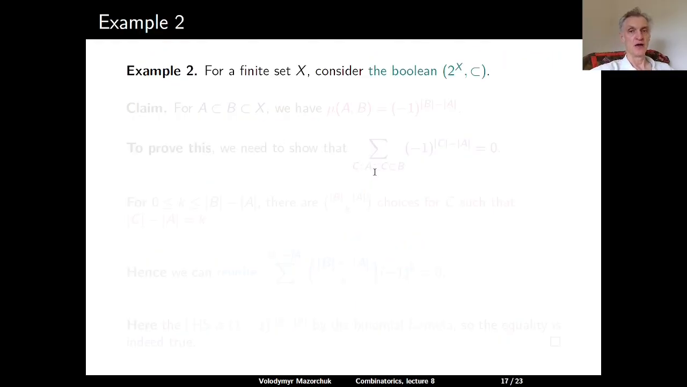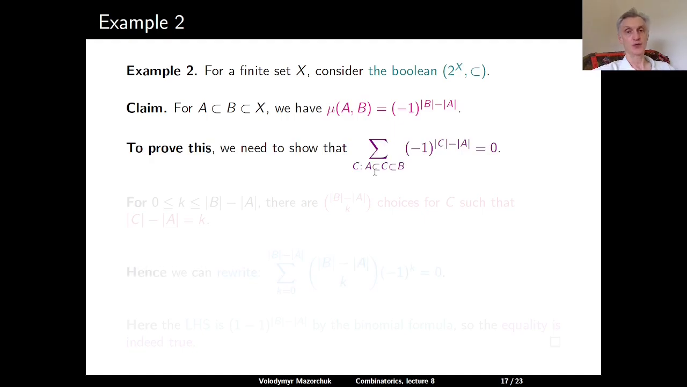Example 2. For a finite set x, consider the Boolean of x with respect to inclusion. Claim: for each pair of subsets of x, a and b, such that a is a subset of b, the value of the Möbius function at the pair a comma b equals minus 1 to the power the cardinality of b minus the cardinality of a. To prove this, we need to show that the sum over all intermediate subsets c between a and b of minus 1 raised to the power the cardinality of c minus the cardinality of a is 0.